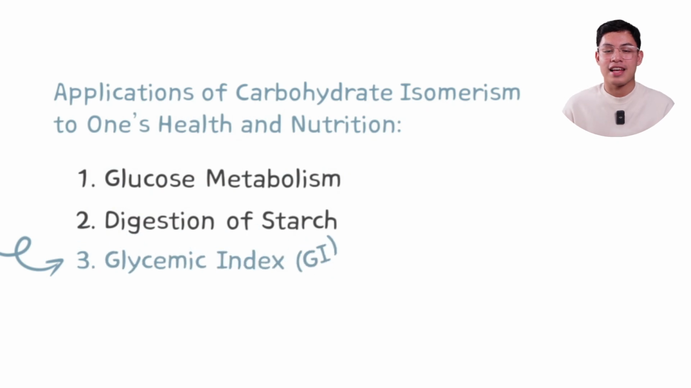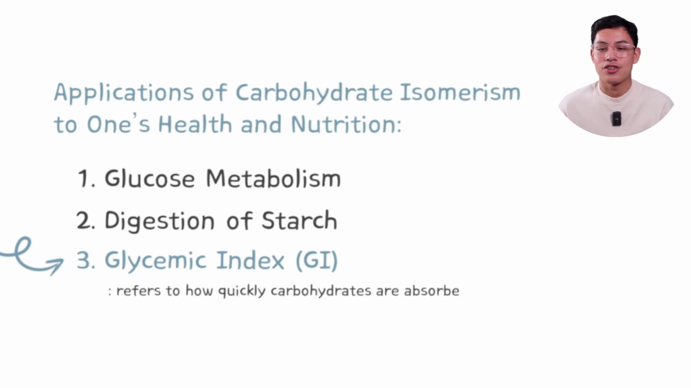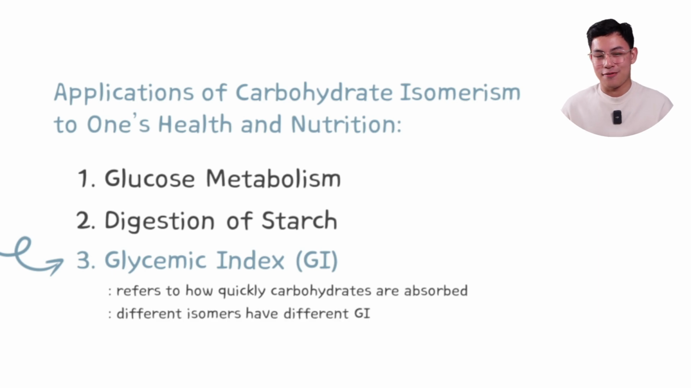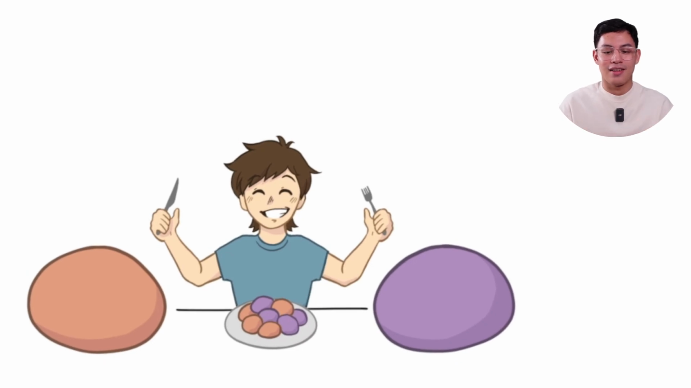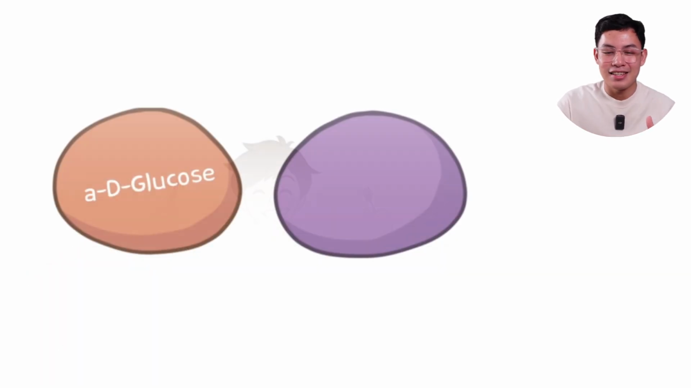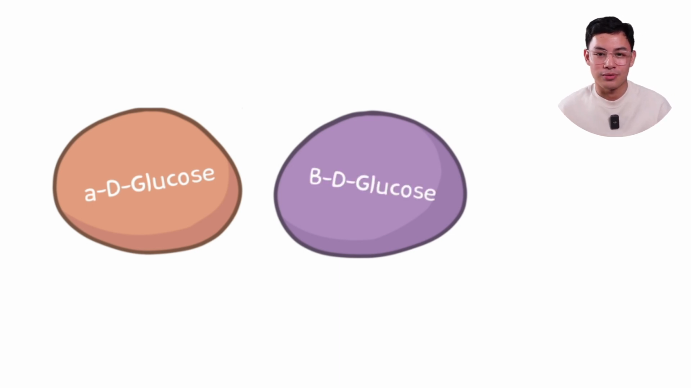Let's move on to the last point of this topic, which is the glycemic index, also known as GI. GI refers to how quickly carbohydrates are absorbed in the bloodstream. And it's important to note that different isomers have different GIs. So say, for example, you were eating a big hearty meal, and let's just say that this meal was rich in alpha-D-glucose and beta-D-glucose.